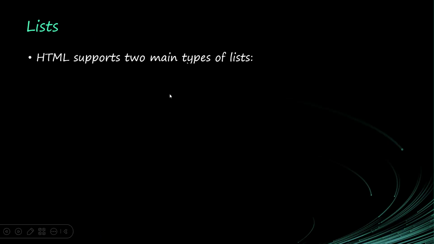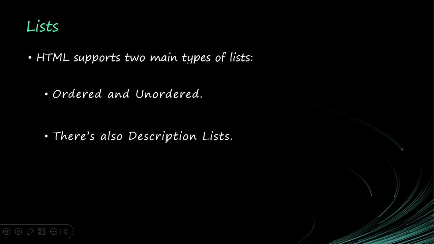Okay. So HTML supports two main types of lists. The first ones, we call them the ordered and the unordered list. And there's also the one called the description list. So I'm going to show you all of them here now, okay?